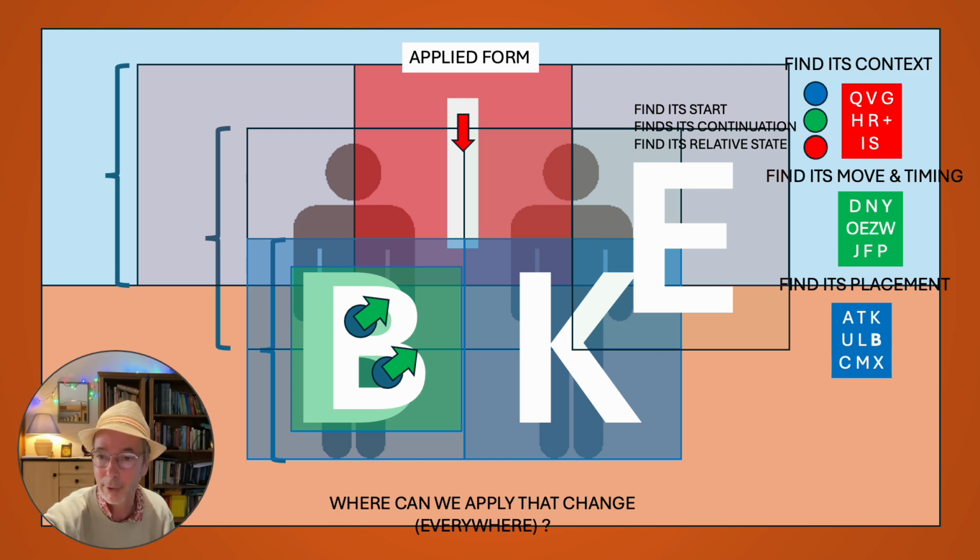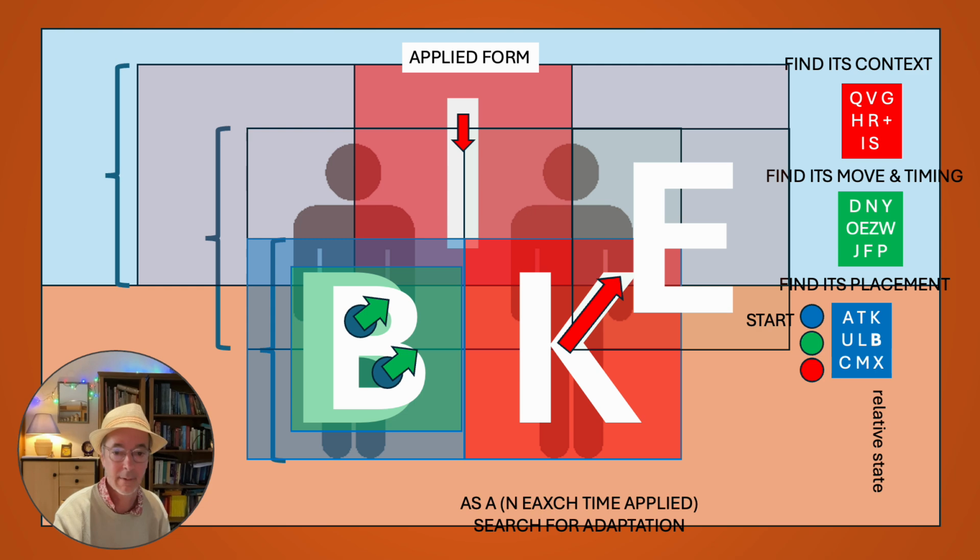Find its starting points in context, find its continuation in the second category, or find its relative state. That's the last one. So we find it's a relative state, so we can use it at some point where we can use it. As simple as that.